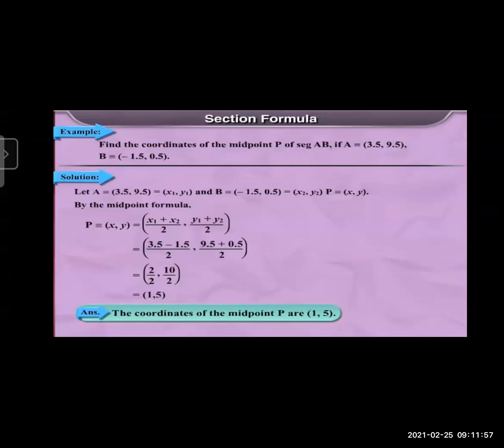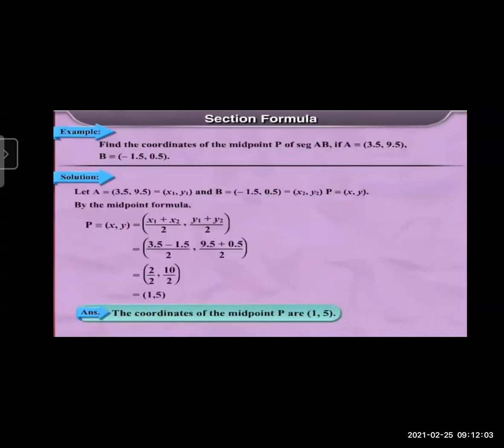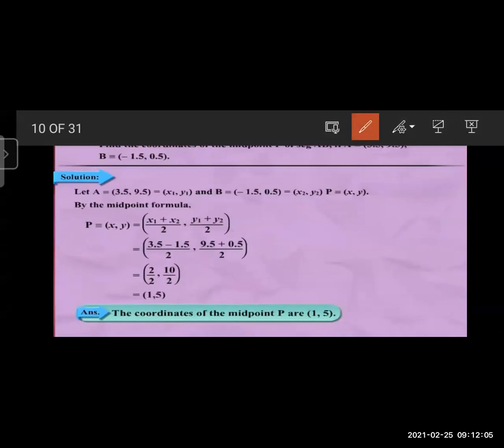Okay. From this we find x2. x2 is equal to -1.5 and y2 is equal to 0.5. Then we use the midpoint formula. Midpoint formula is (x1 + x2) divided by 2, (y1 + y2) divided by 2. It's very simple. Substitute the values.